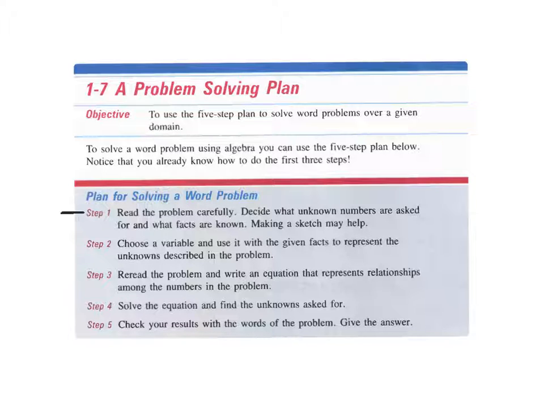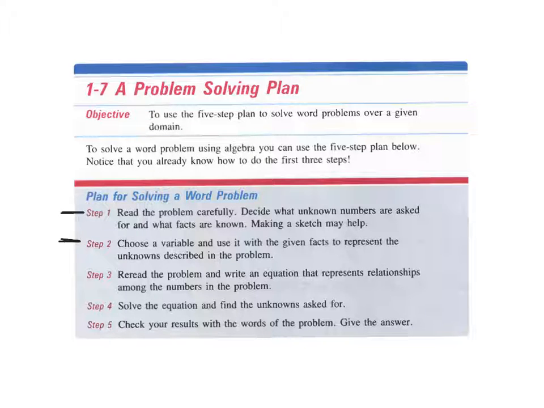So step number 1, you're going to read it carefully. Generally, the last thing in the paragraph or the problem is going to be your unknown or your variable. Then step 2, you're going to choose a variable, and you're going to use it with the given facts to represent the unknowns in the described problem. And again, you can choose whatever letter you like. I like X or N. Sometimes when you pick the letter T or the letter S, the T might look like a plus sign or an S might look like a 5. However, you can use whatever letter you want to use for your variable.